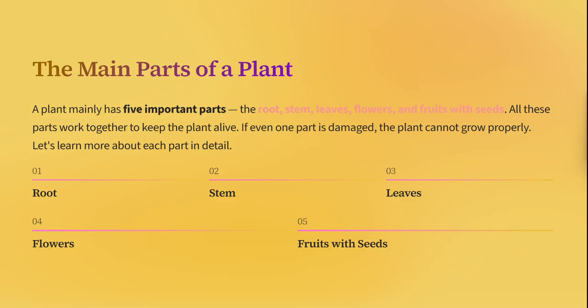But how do they do all this? The answer lies in their parts, each with a special job to do. A green plant mainly has five main parts: the roots, stem, leaves, flowers, and fruits. Let's begin our plant adventure from the bottom with the roots.